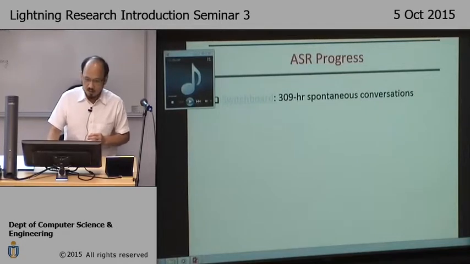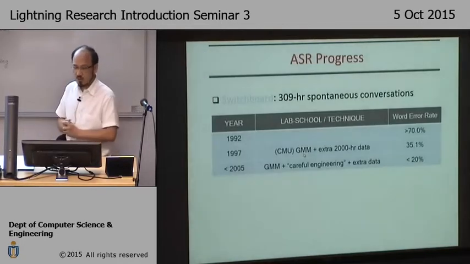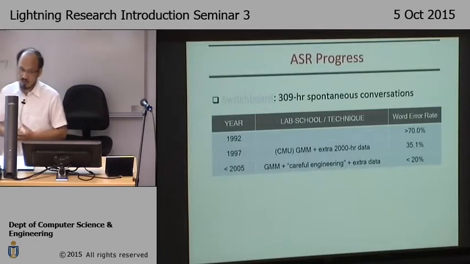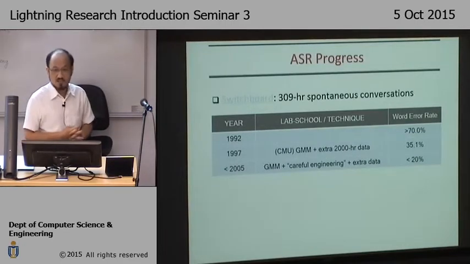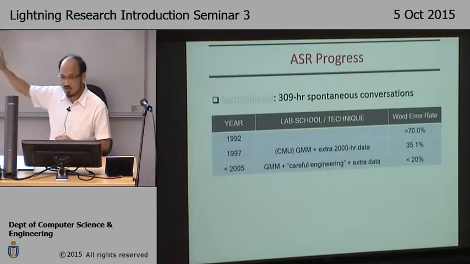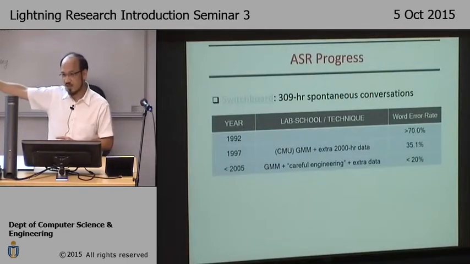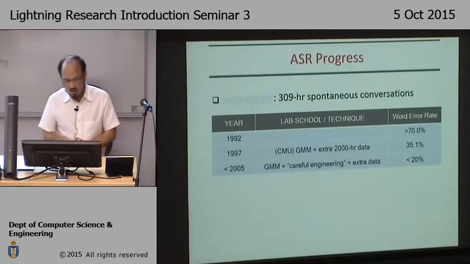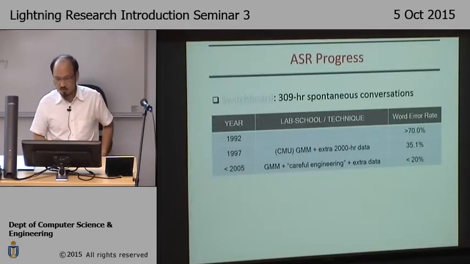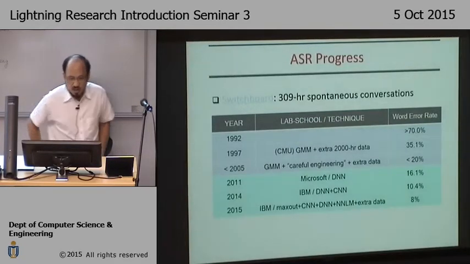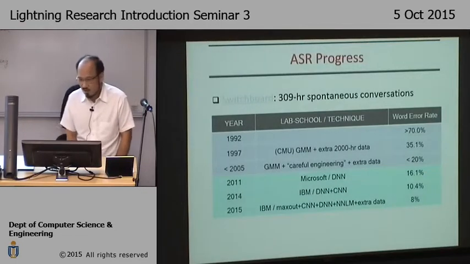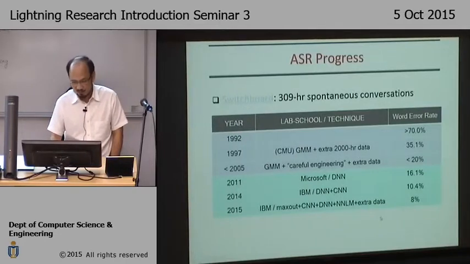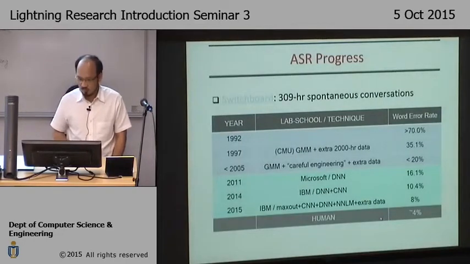So in this database, when it was collected in 1982, when it first came out, the word error rate was 70%. It's not a typo, it's 70%. That's the time when I first entered my PhD. I thought it was an accuracy. It turns out it's an error rate. And after 10 years, it got down to 20. And when we used DNN, now it got down to the most recent one from IBM, which is 8%. And humans can get to 4%.